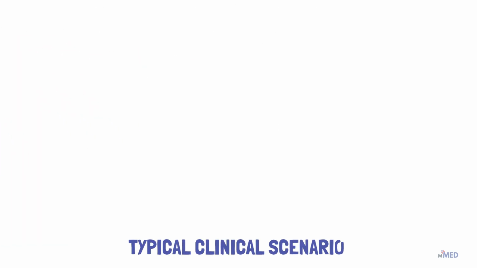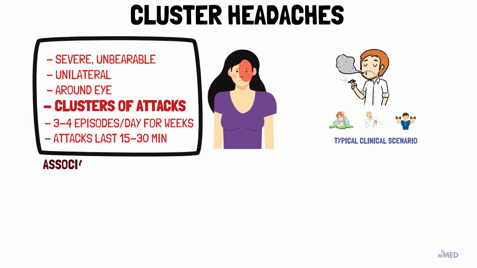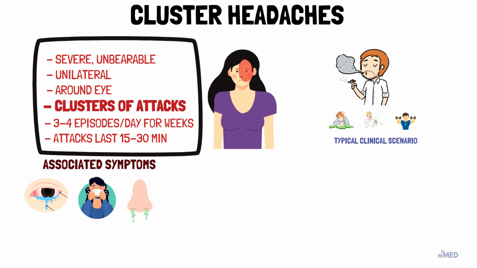A typical patient is a 30 to 50-year-old male smoker. They may have triggers such as alcohol, strong smells, or exercise. They are often accompanied by autonomic symptoms such as lacrimation, which is tearing, conjunctival injection, which is the redness of the eye, nasal congestion, rhinorrhea, which is a runny nose, ptosis, which is the drooping of the eyelid, miosis, constriction of the pupil, and facial sweating.